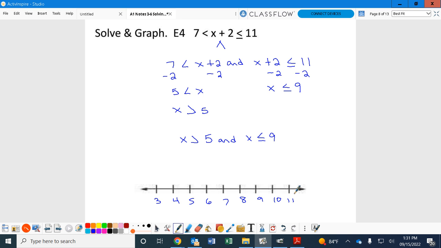Okay, here we go. Open or closed on the 5? Open and shaded to the right. Open or closed on the 9? Closed. Shaded to the left. It's a little bit smaller range this time. It only goes from the 5 up to the 9. Open on the 5. Shaded in the middle. Closed on the 9.